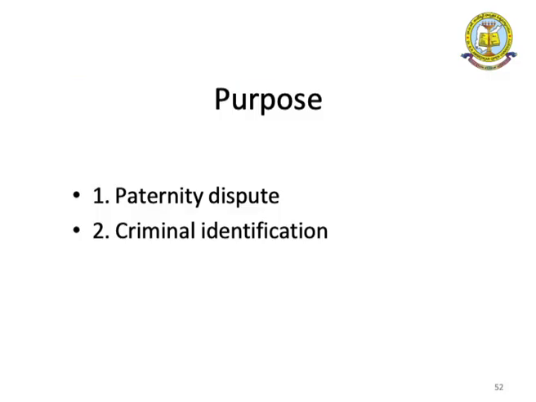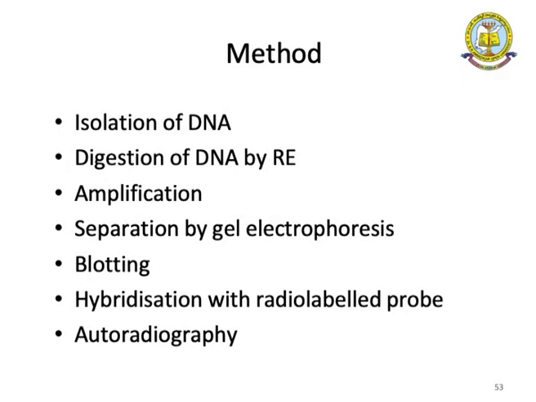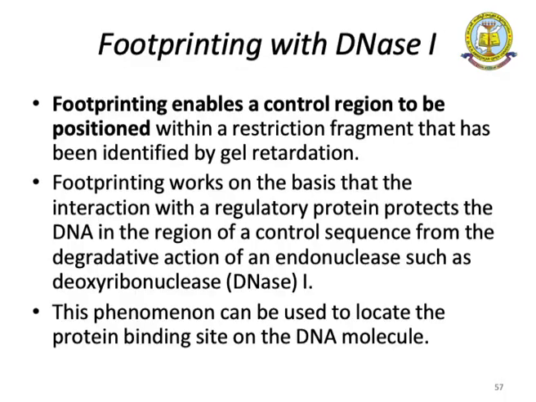What is the purpose of DNA fingerprinting? It is used for paternity disputes and criminal identification. The methods are isolation of DNA, digestion of DNA, amplification, blotting, and autoradiography. These are the DNA fingerprints, and DNA footprinting enables control regions to be located, by the position of the footprint.